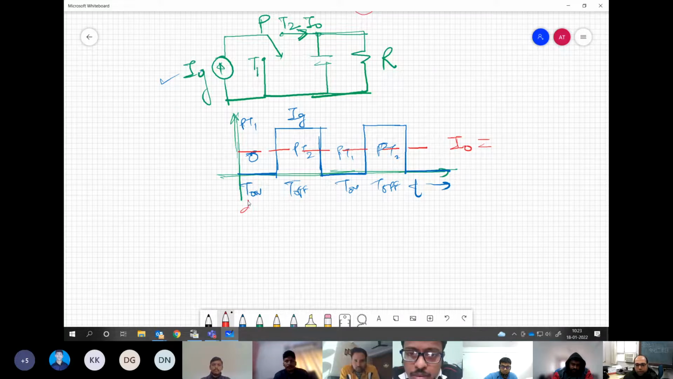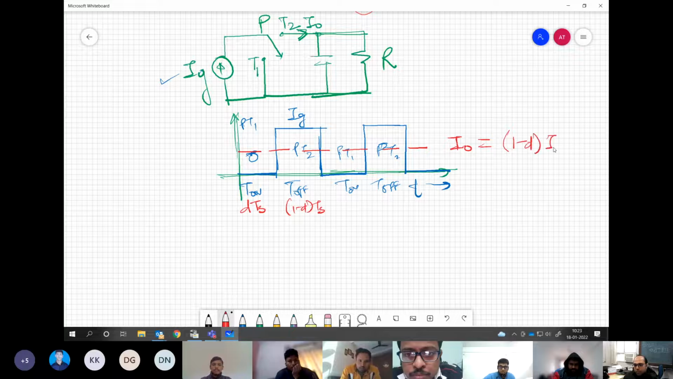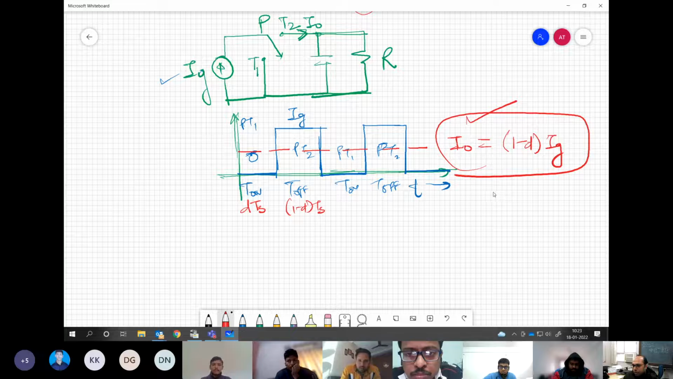If you call this dTs and this 1 minus dTs, what is the average load current flowing into this part of the circuit? Sir, 1 minus d into Ig. 1 minus d into Ig. You get this point? Yes, sir.